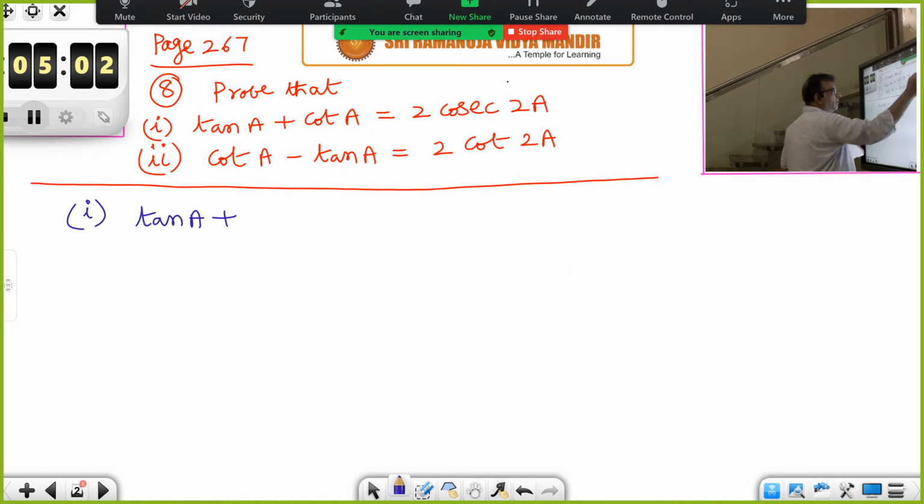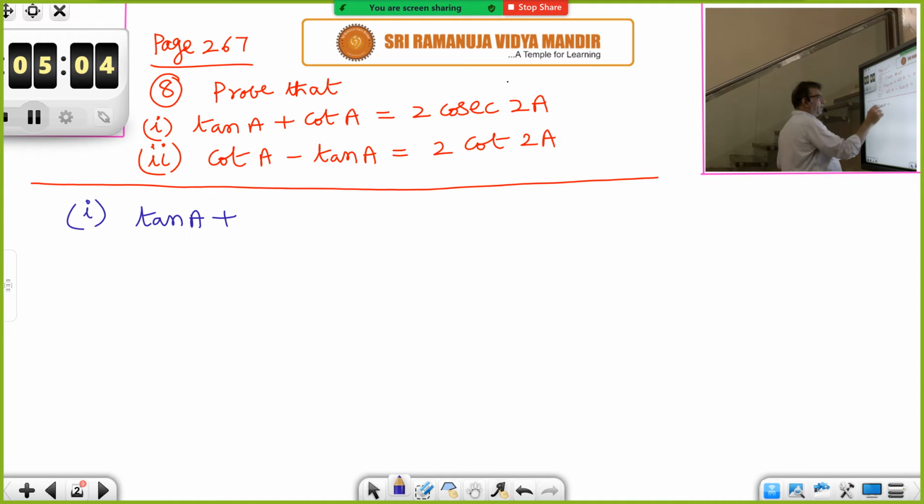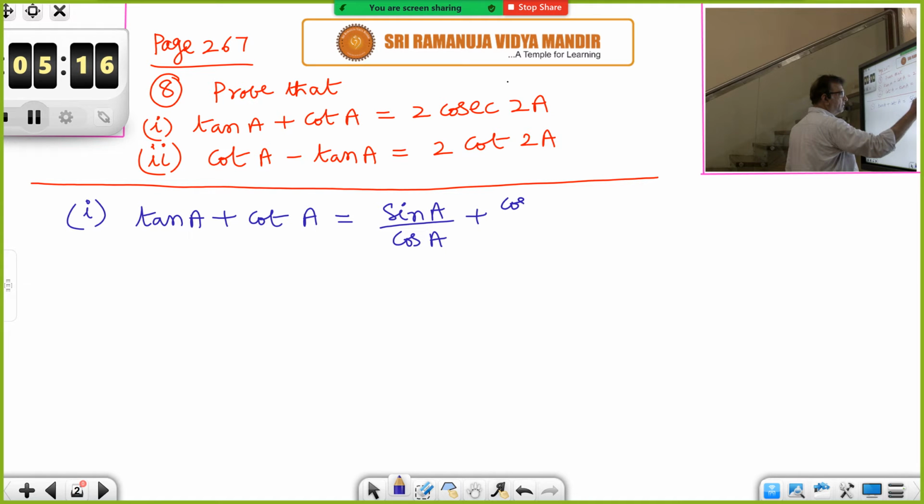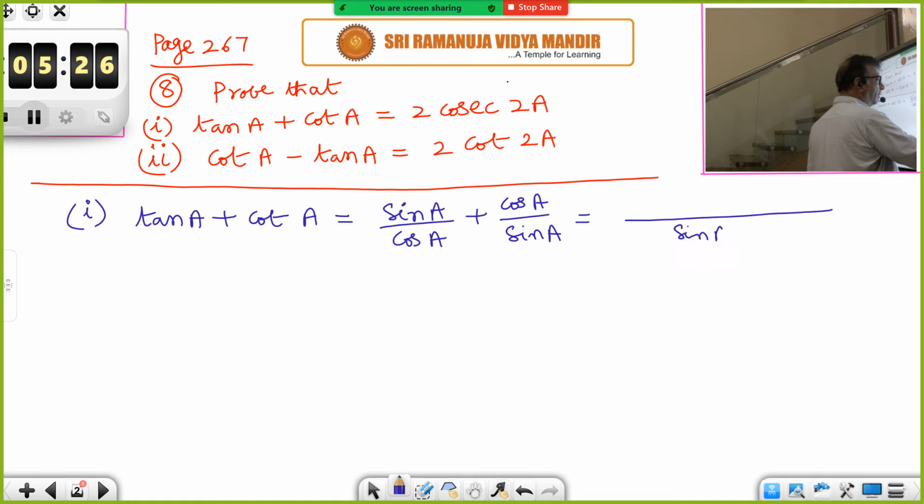So first bit, tan A plus cot A, we will start at the left hand side. Tan A is equal to sin A by what? Cos A, sir. Similarly, cot A is equal to? Cos A by sin A, sir. So if you write like that and take LCM, then it will be over. Right. What is the LCM? Sin A into cos A, sir. What is the numerator now? Sin square A plus cos square A, sir.